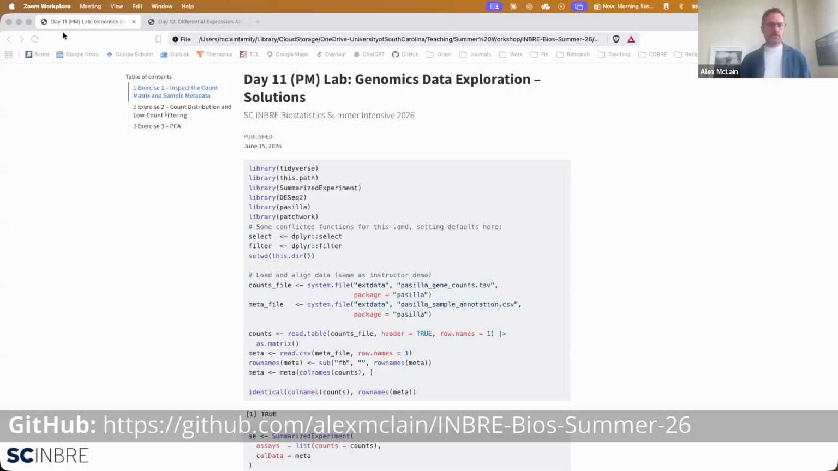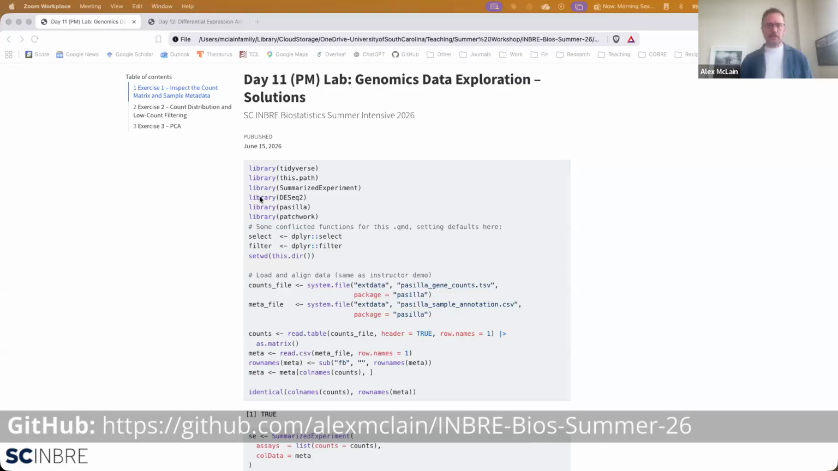Today, yesterday we talked about quality control, loading in expression data, genomics data, the structure of it, the format of it, some of the public databases that we can use. I wanted to start today by talking about the lab from yesterday.